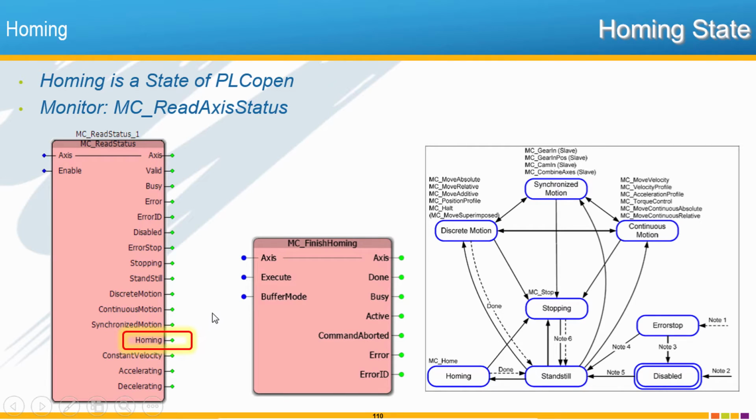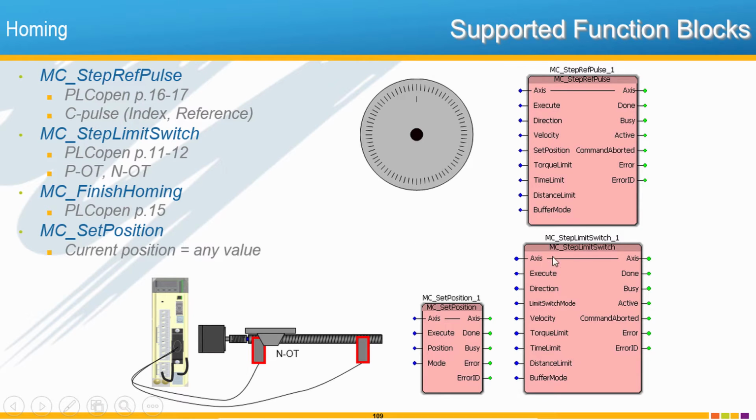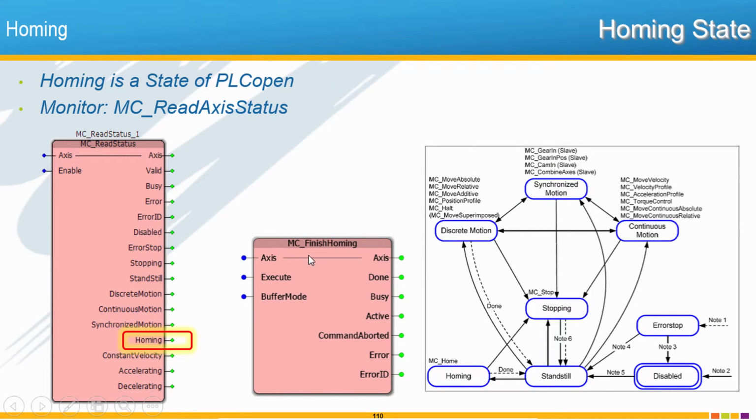And depending which blocks you've used to go into that state, they may leave it in the homing state. And so to finish and leave the homing state, you may need to use the MC Finish Homing block. This is specifically to be used with the MC Step Limit Switch. After you hit the limit switch, you will still be in the homing state. So if that's the last thing you wanted to do with homing, you would execute MC Finish Homing.